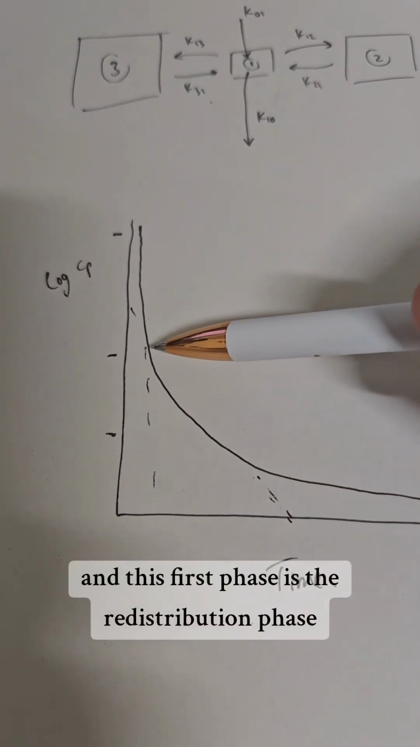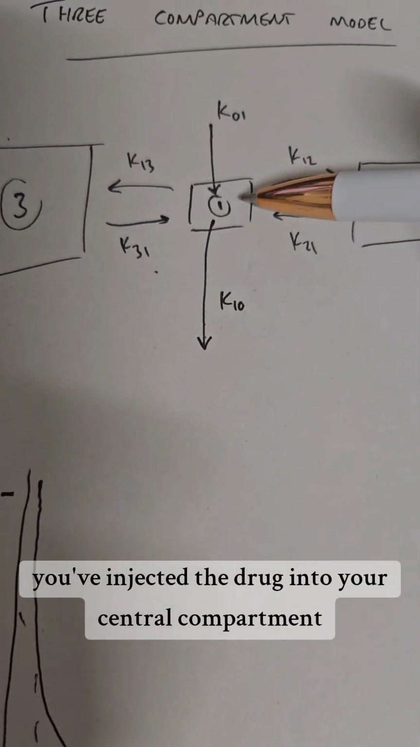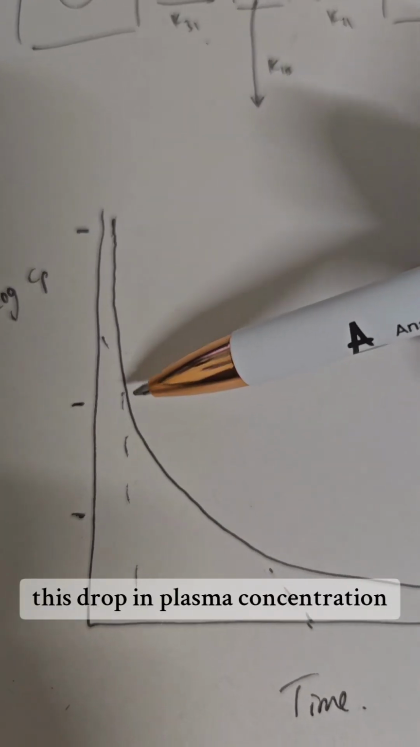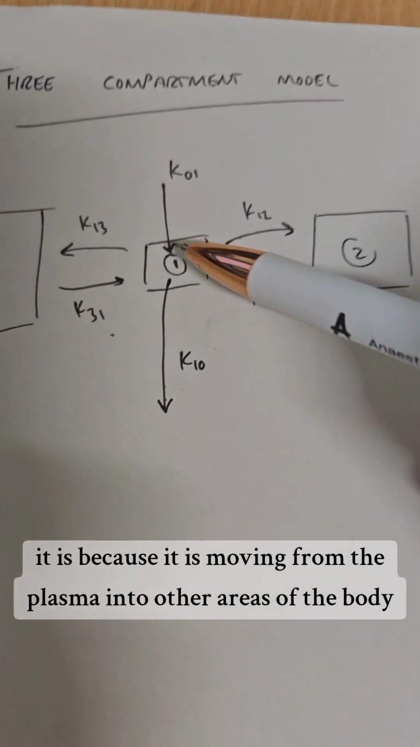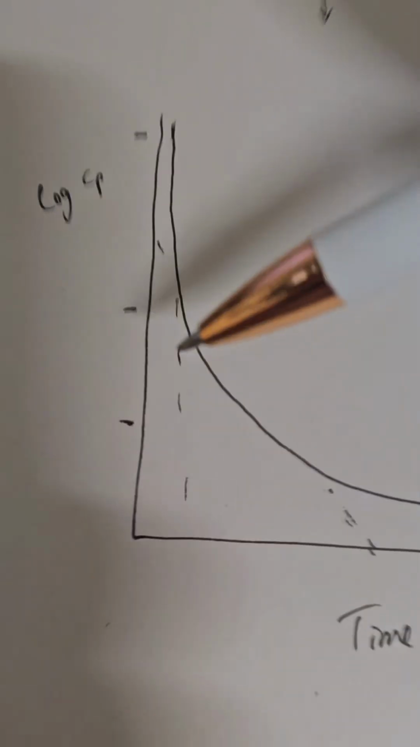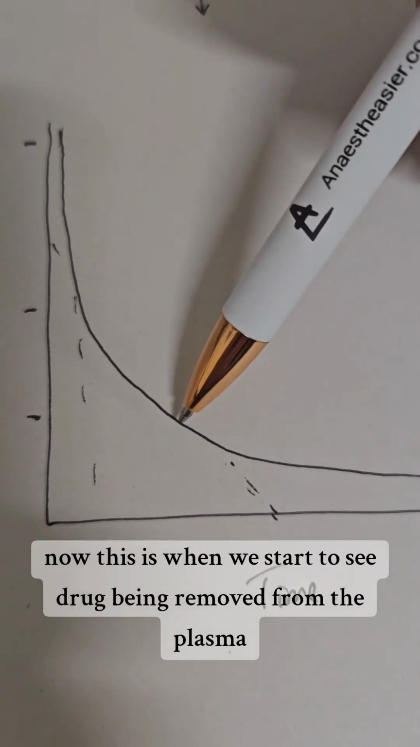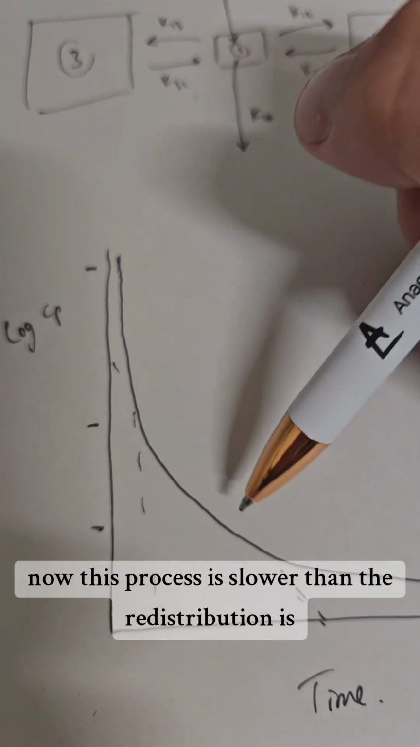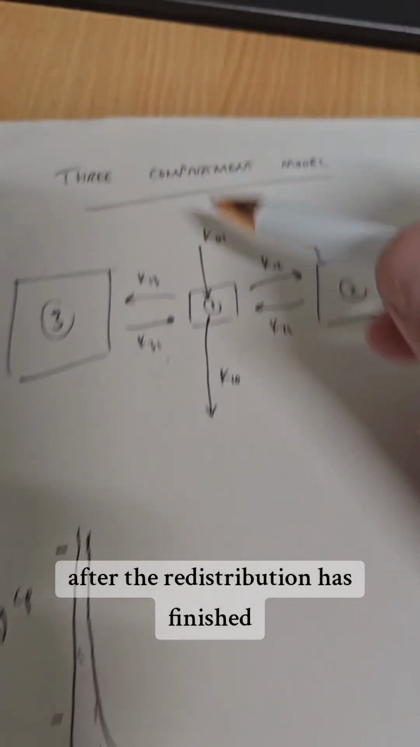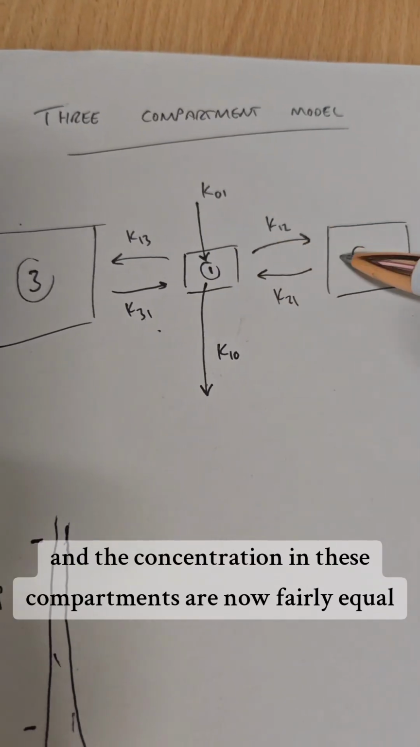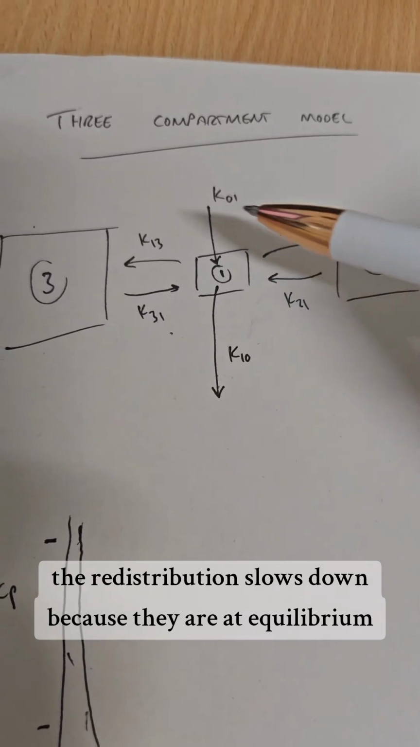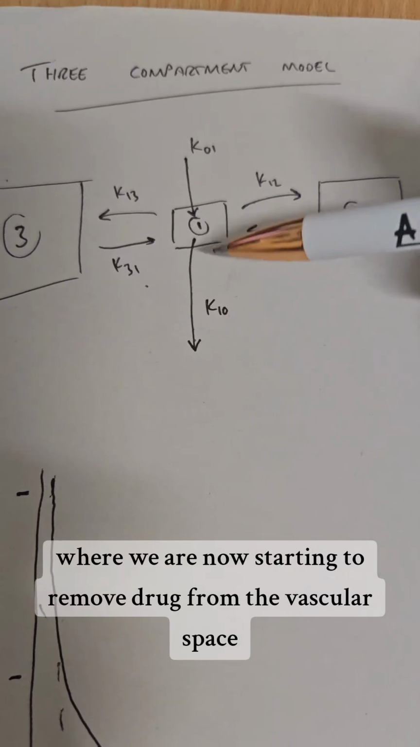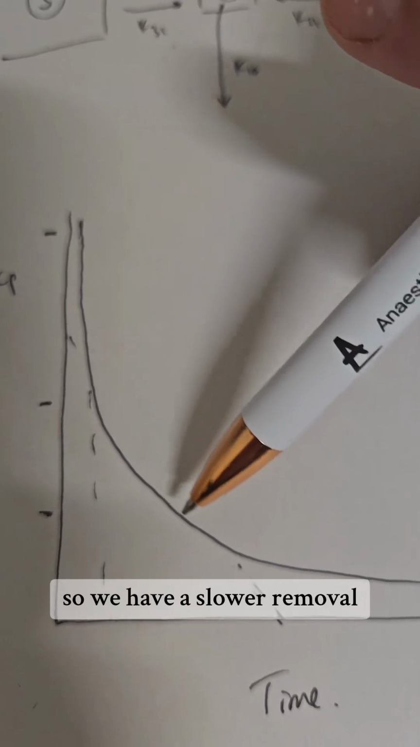And this first phase is the redistribution phase. You've injected the drug into your central compartment, and it is very rapidly redistributing, and the plasma concentration drops. This drop in plasma concentration is not because the drug is being removed from the body, it is because it is moving from the plasma into other areas of the body. Then we move into our second phase. Now this is when we start to see drug being removed from the plasma, and so the concentration in the plasma is dropping. Now this process is slower than the redistribution, but it's after the redistribution has finished, and the concentration in these compartments is now fairly equal. The redistribution slows down because they are at equilibrium. We then get into this second phase where we are now starting to remove drug from the vascular space. So we have a slower removal.